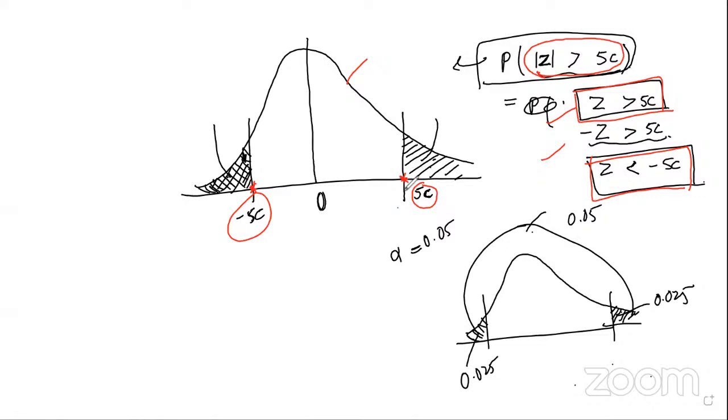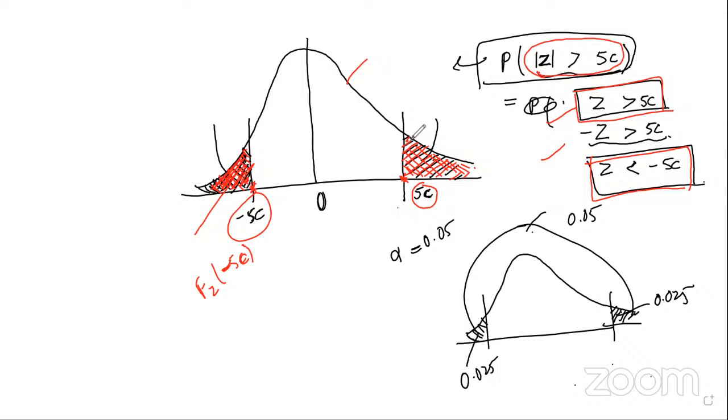And now we need to find the probability that Z is greater than 5C, that is this shaded area on the right hand side, and Z less than minus 5C, that is going to be the shaded area on the left hand side, correct? So from the symmetry of this curve, we know that this area is going to be the area on the right hand side, correct? And how will you find this area? We can write this as phi of minus 5C, right? Yes.